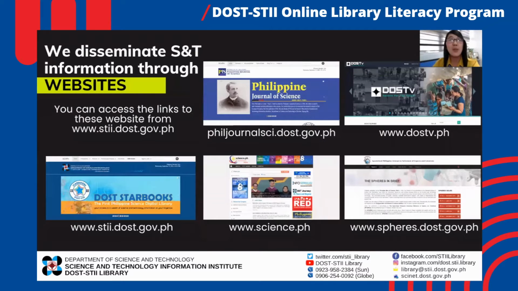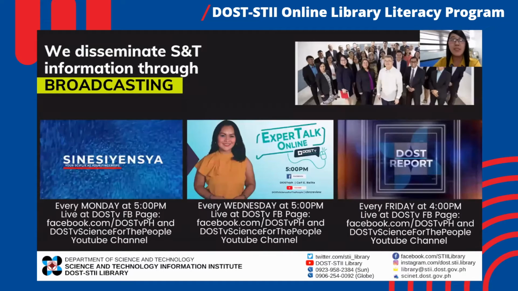We also disseminate S&T information through our websites. So here are the websites: for the Philippine Journal of Science, philjournalsci.dost.gov.ph. For DOSTB, we have dostb.ph. For science.ph, we have science.ph. Very easy to remember, right? And for spheres, we have spheres.dost.gov.ph. And you can access the links to these websites at the DOST-STII website at stii.dost.gov.ph.